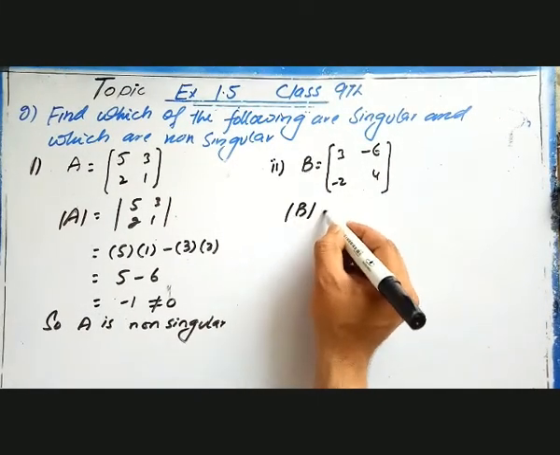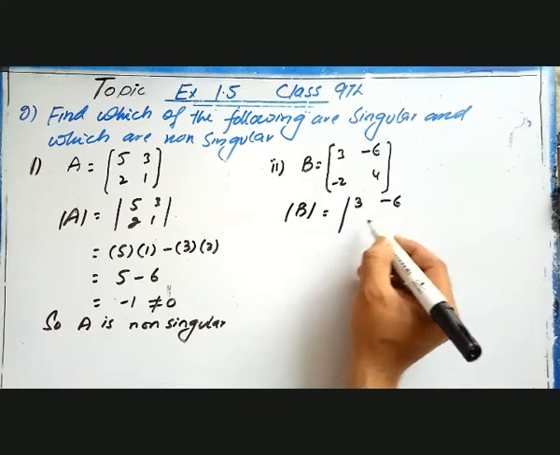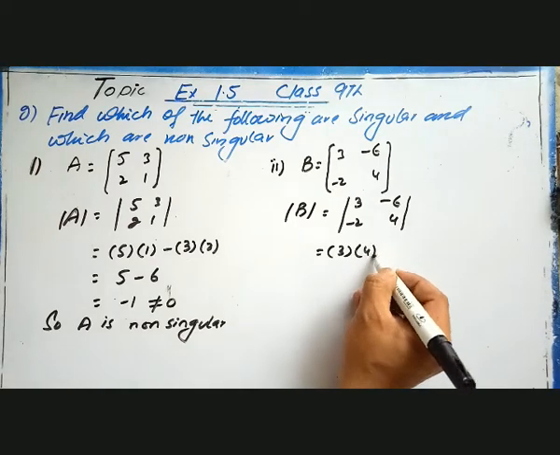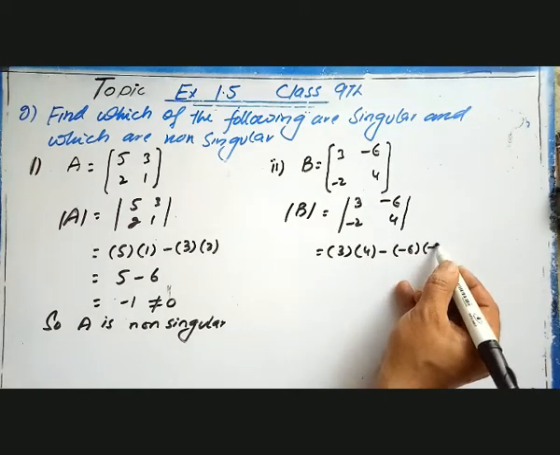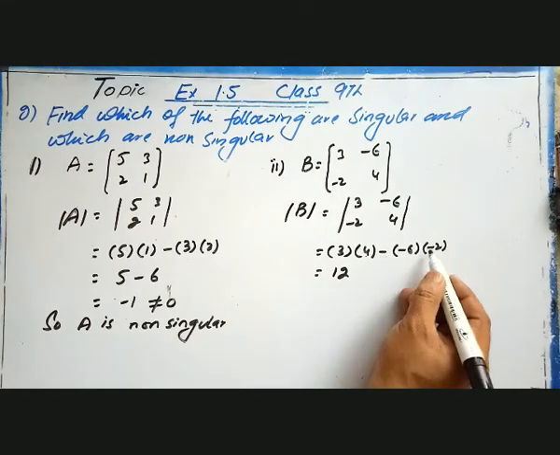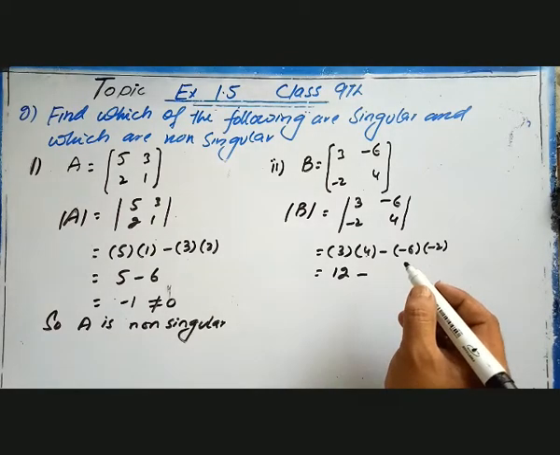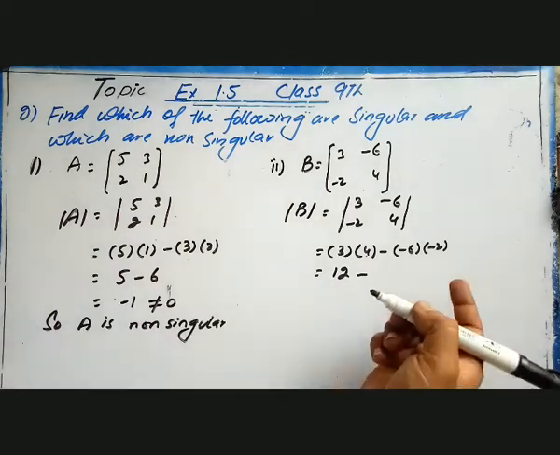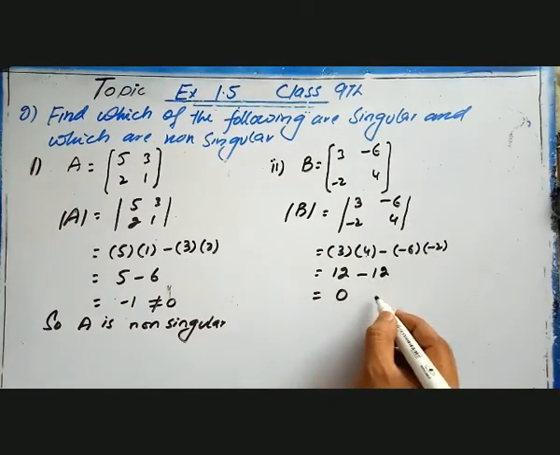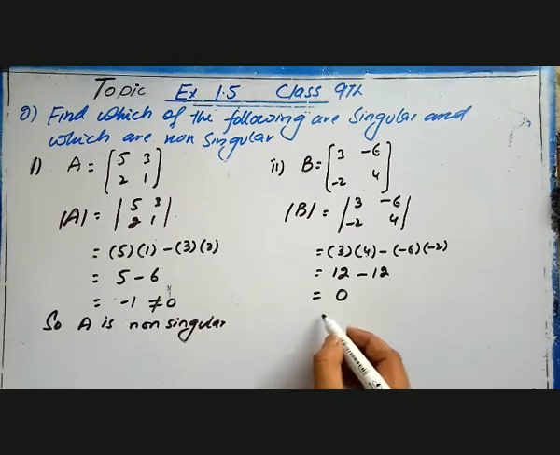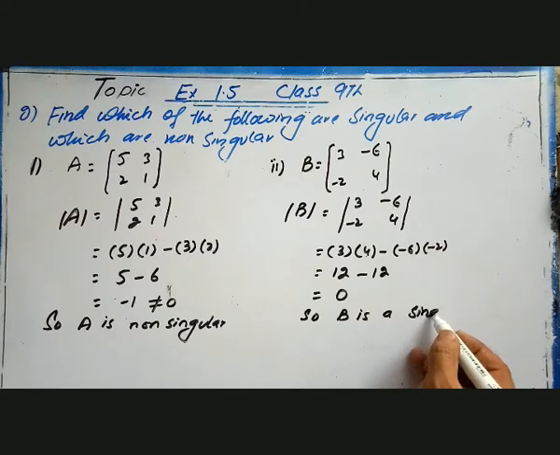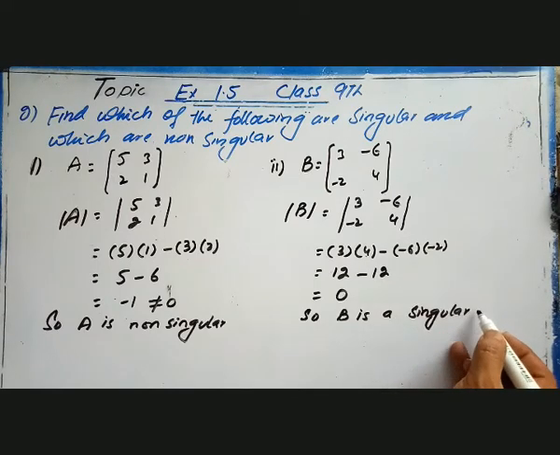Okay. Coming to B. B determinant will be equal to 3 -6 / -2 4. So 3 into 4 minus -6 into -2. 3 fours are 12. Minus, and 6 twos are 12, with the sign negative. So it gave us 0. So B is a singular matrix.